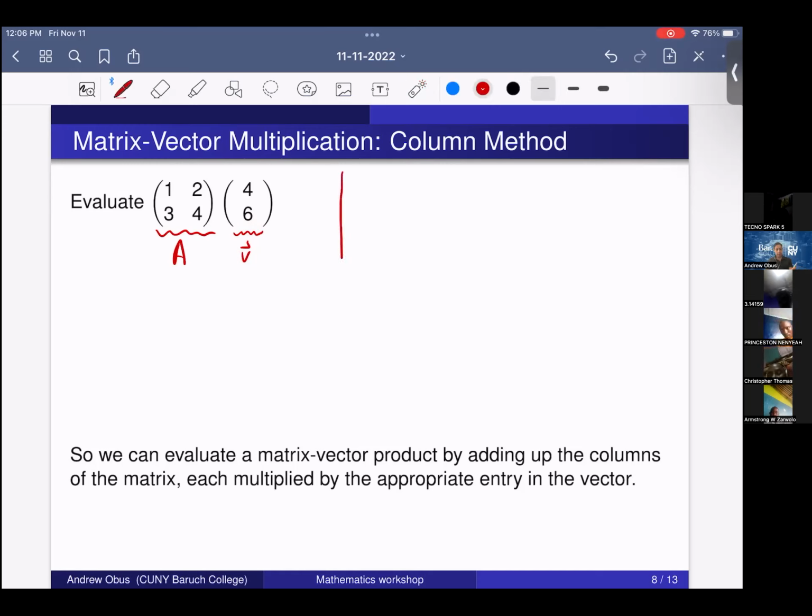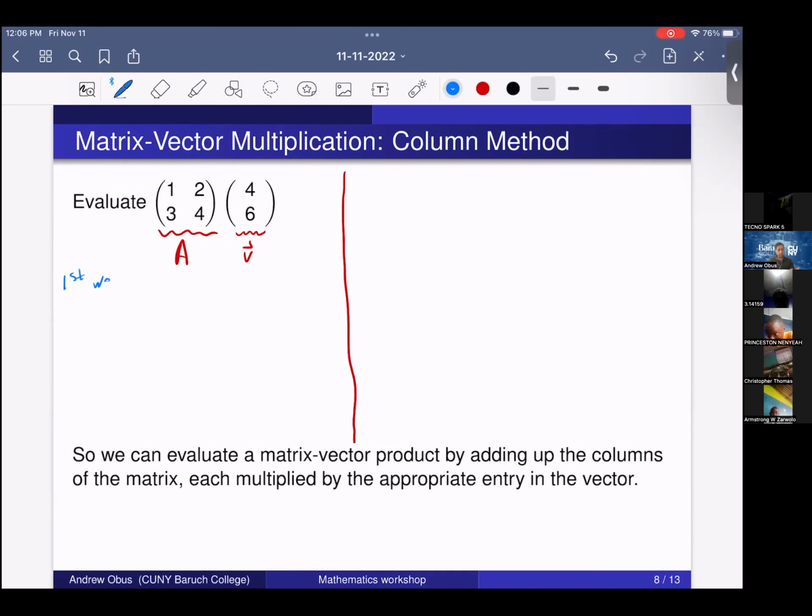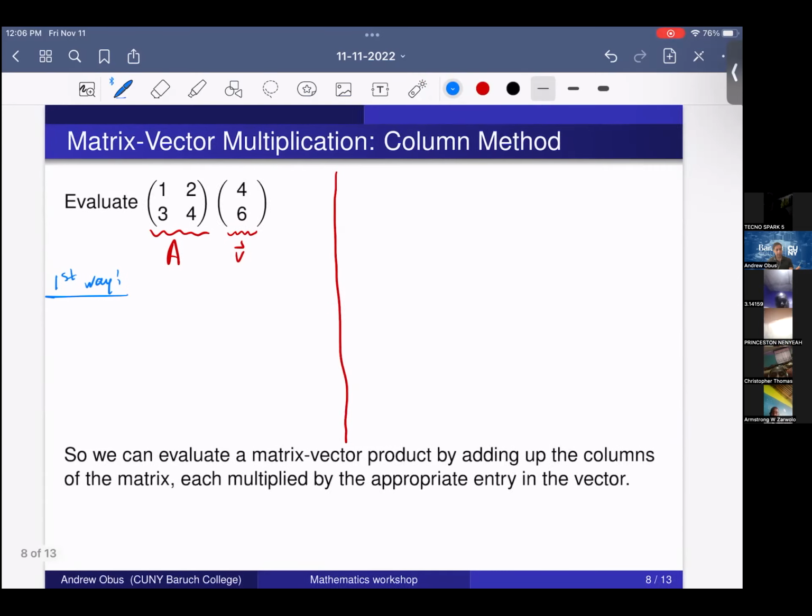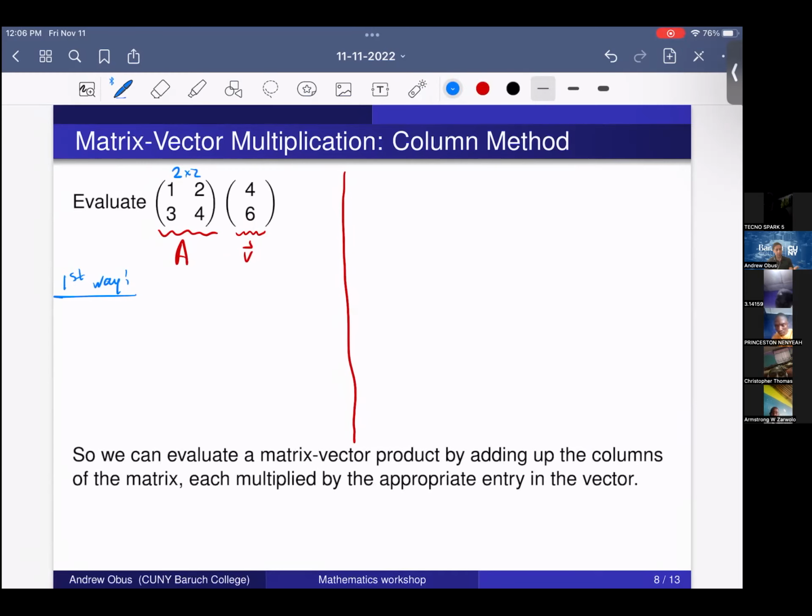I'm going to evaluate this two different ways. The first way is just the usual matrix multiplication. This here is 2 by 2, and this is 2 by 1. So the product is going to be 2 by 1.